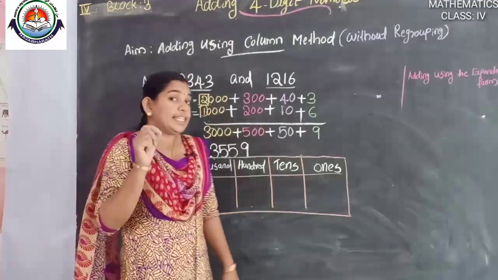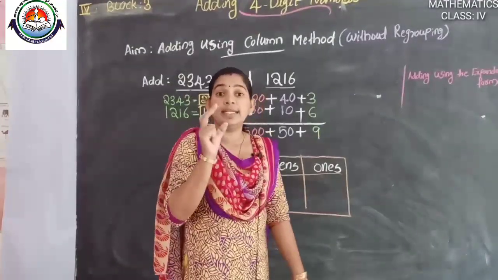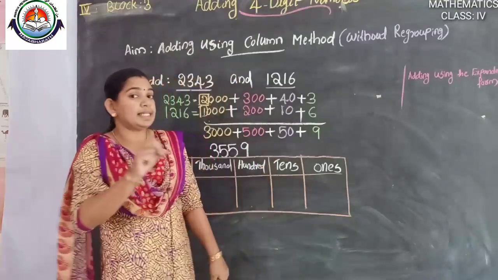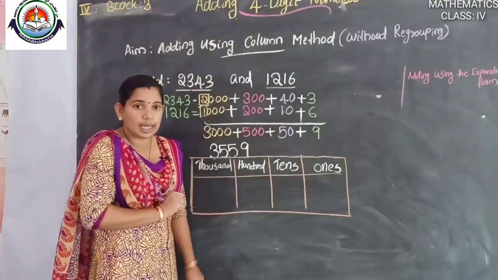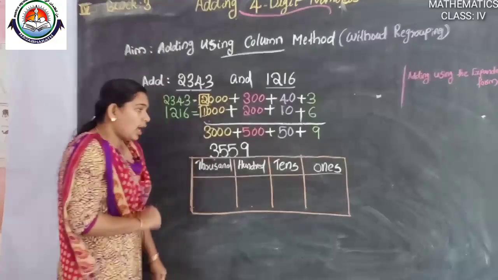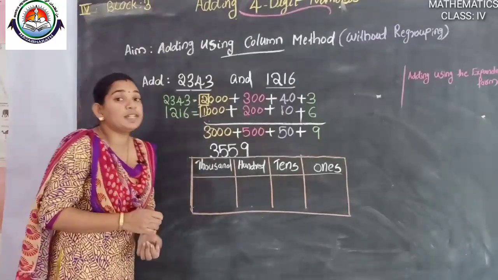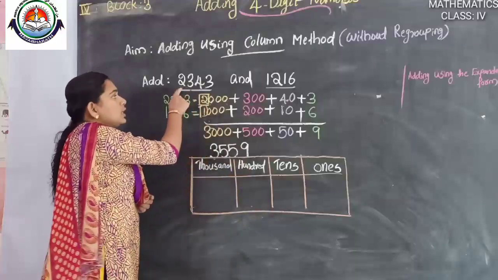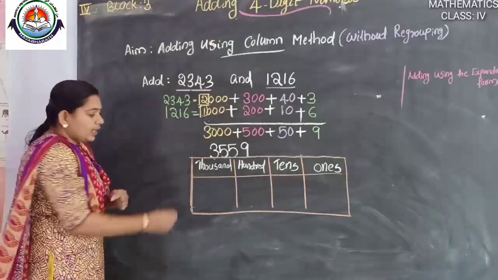You draw very neatly using pencil and scale. Using pencil and scale you draw the columns. Okay. Then after that you paste the first number. What is the first number? 2343 here.